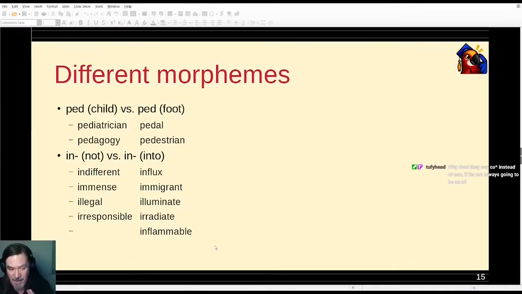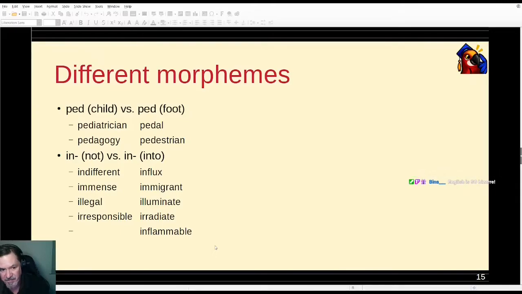The other flip side of this, where you can have multiple shapes for one morpheme, is that you can have the same shape represent different morphemes. In other words, just because you have a string of letters that are pronounced the same doesn't mean that you have the same morpheme, right? So consider, for example, ped meaning child versus ped meaning foot.